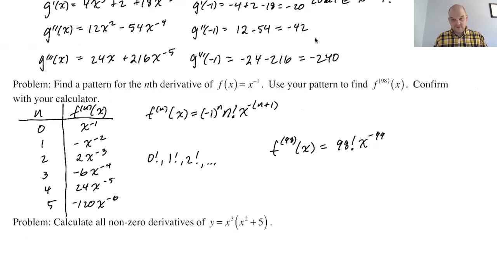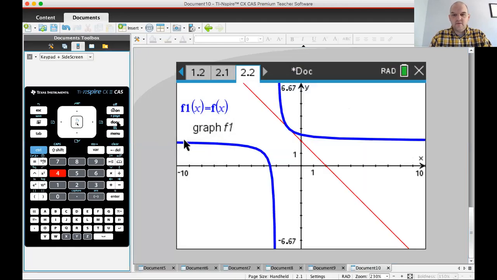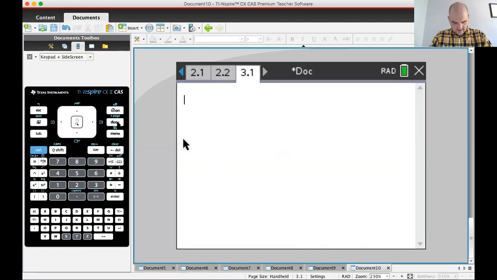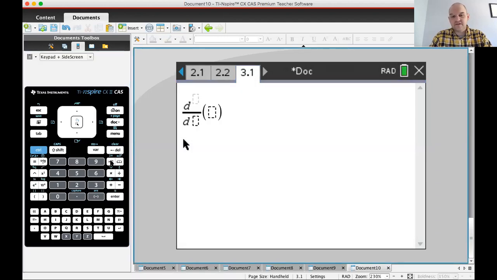Okay. I think we got that. Let's check it on the calculator. How can we even do that? Let's find out. So I'm going to add a new problem, and the calculator can do it. In the templates, there's the first derivative, the second derivative, and then an nth derivative. Nth derivative, you get to fill in here.